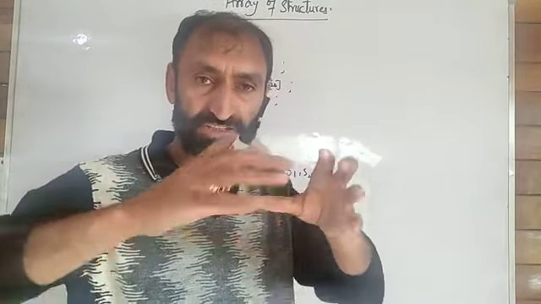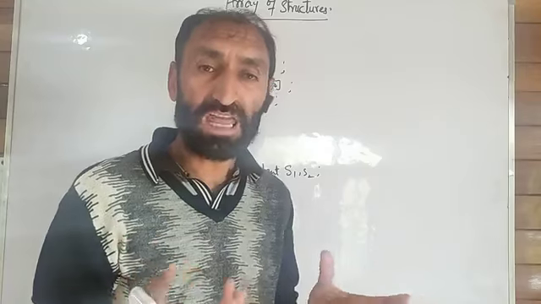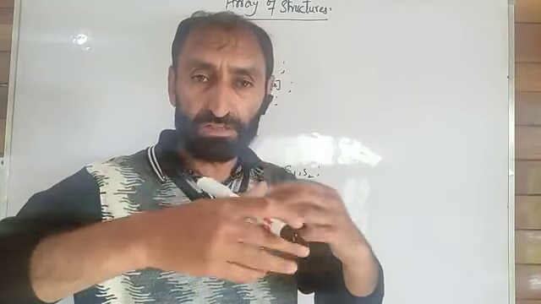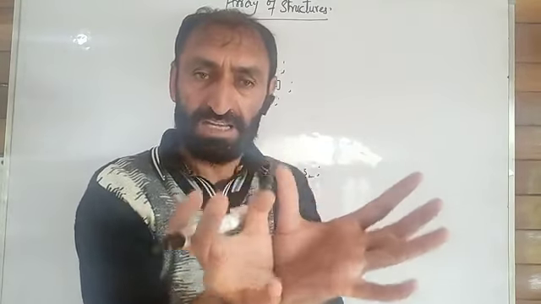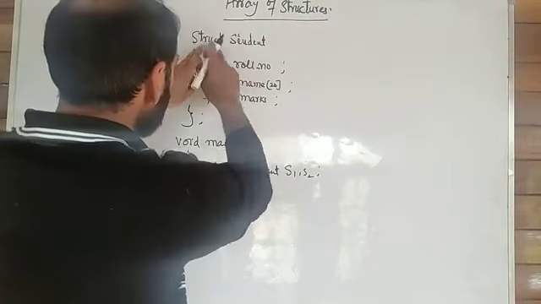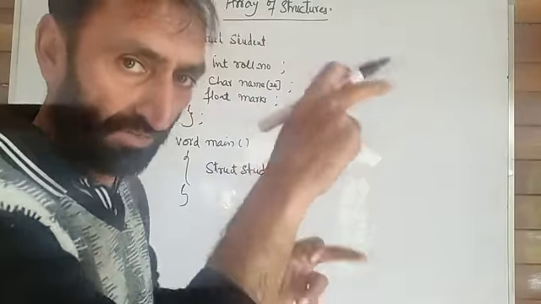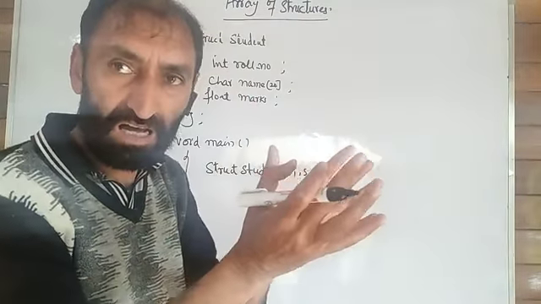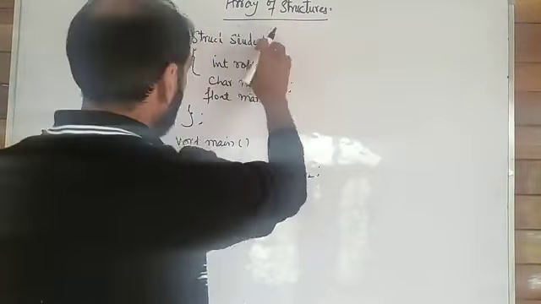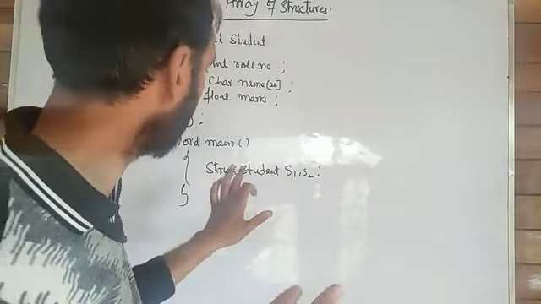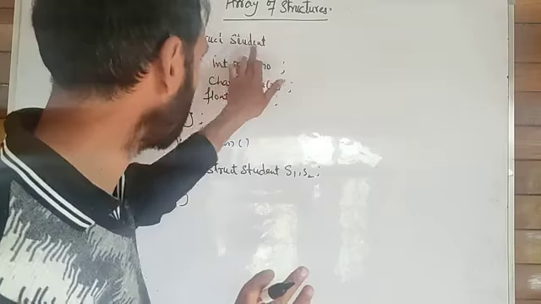Actually, we have already discussed arrays in the previous videos. What is an array? An array is a collection of elements of the same data type. In the same way here, the data type is struct student. We can declare an array of this same data type, struct student.